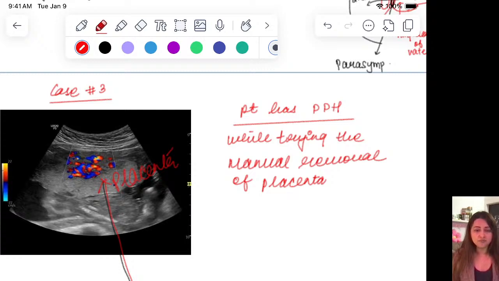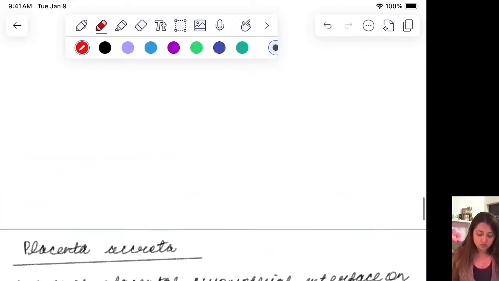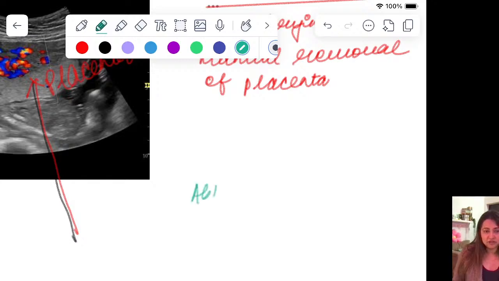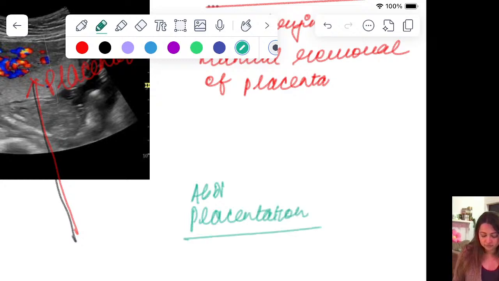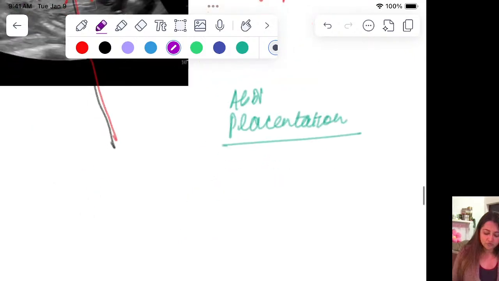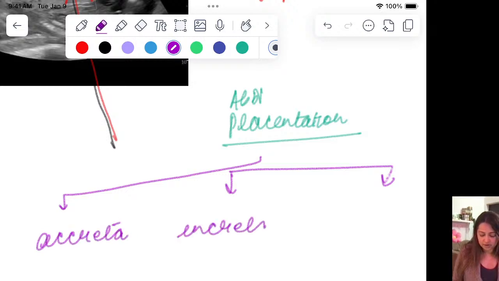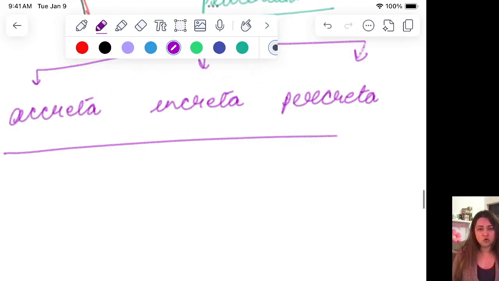That's placenta accreta. Okay, so that's very important for us to identify a placenta accreta. Basically, it is a kind of abnormal placentation, right? So whenever you talk about abnormal placentation, what are the types of abnormal placentation? And what is accreta, basically? Okay, so whenever you talk about abnormal placentations, you always remember three situations. We have accreta, we have increta, and we have percreta. Three situations you always have to know.